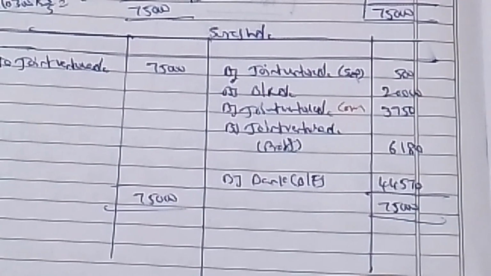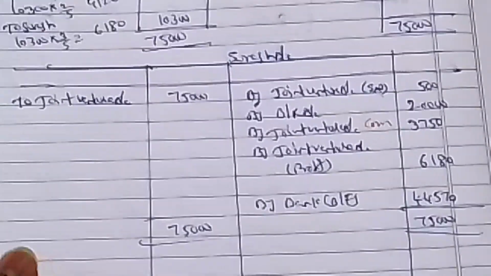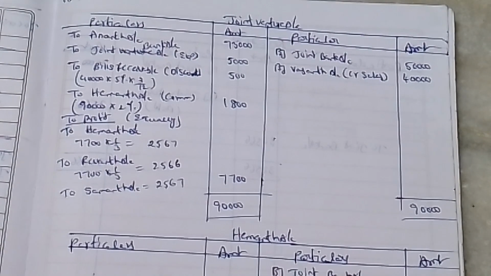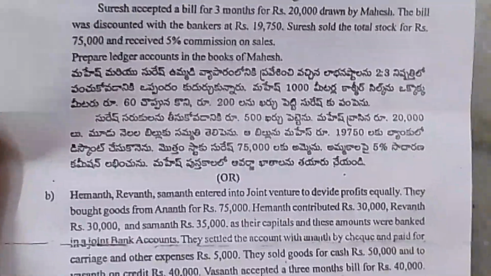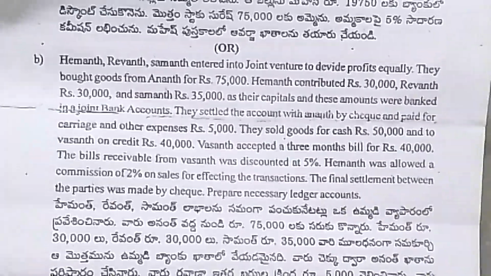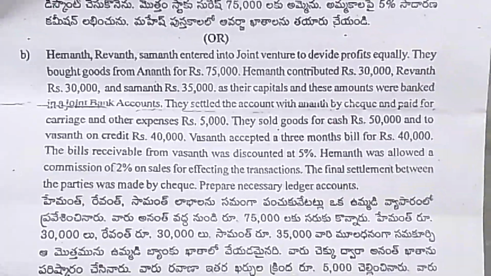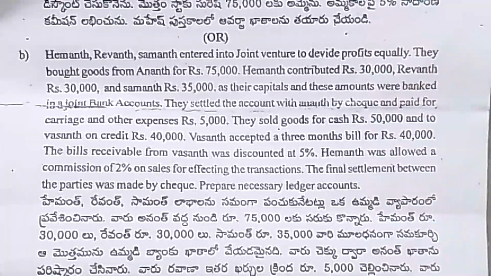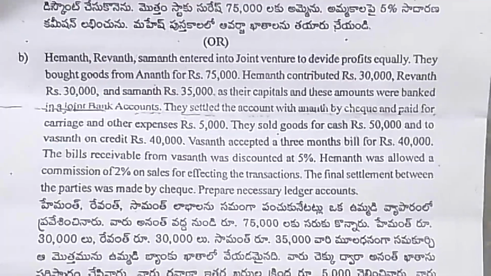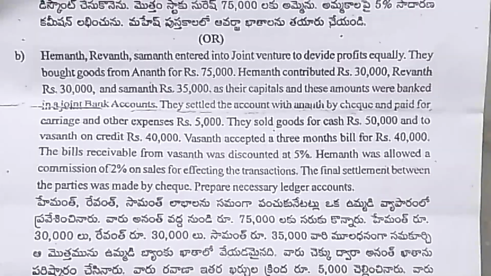Let us see another problem. Joint venture. So last unit, joint venture. Hemant, Revant, Samant enter into joint venture. Divided profits equally. They bought goods from Anant, 75,000. So Hemant contributed 30,000, Revant contributed 30,000, Samant contributed 35,000 as their capitals.